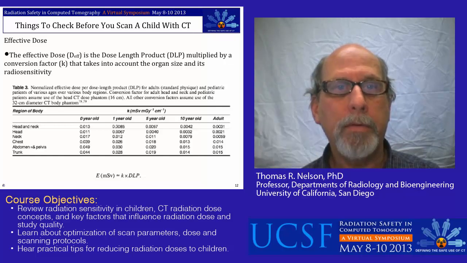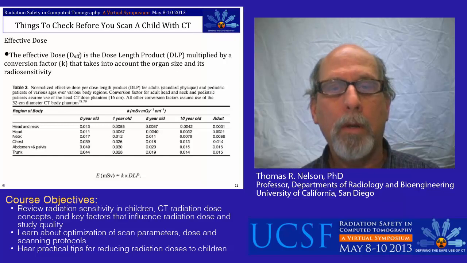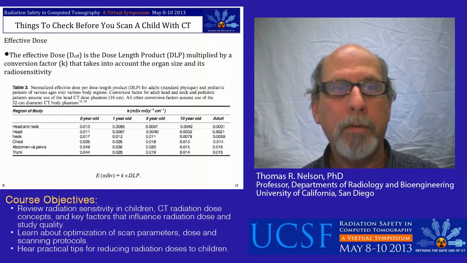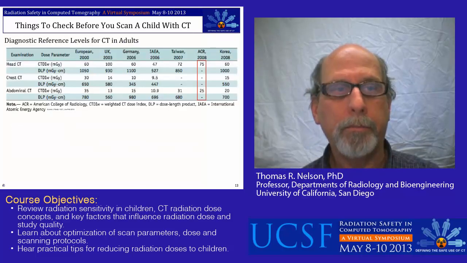The effective dose in CT is the dose length product multiplied by a conversion factor that once again takes into account organ size and its radiosensitivity. As can be appreciated in the table, you can see that the conversion factor depends on the region of the body being scanned and the age of the individual being scanned.